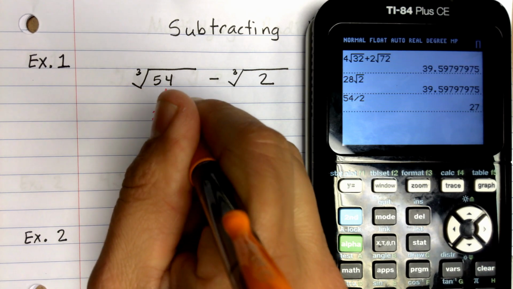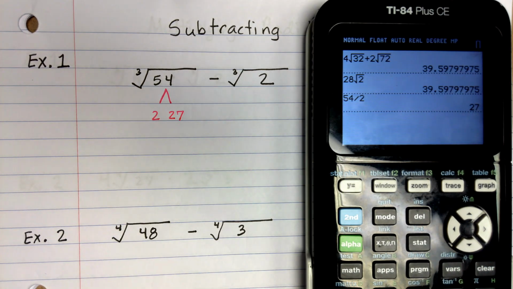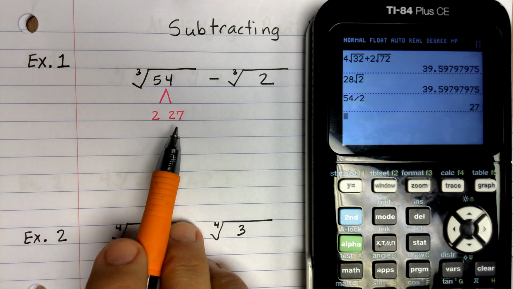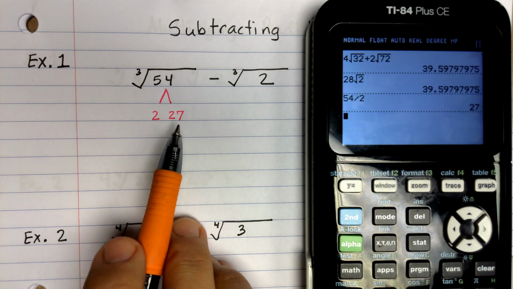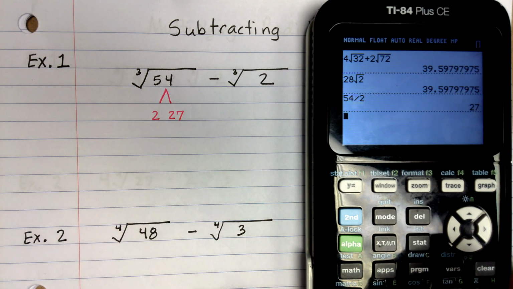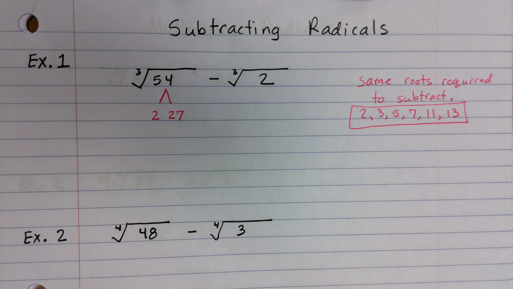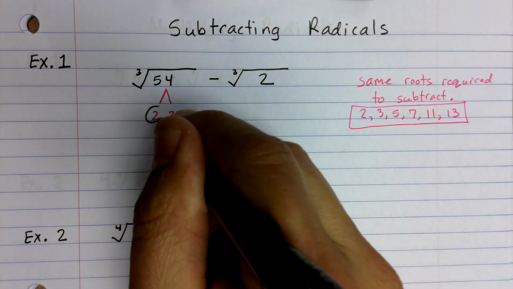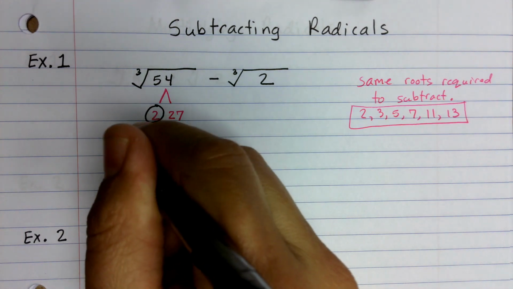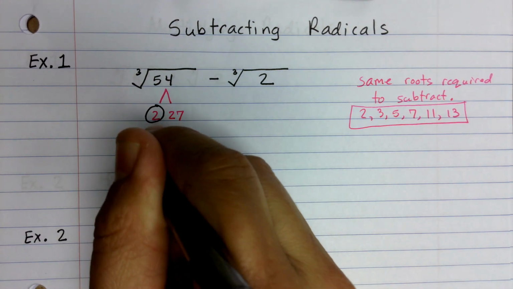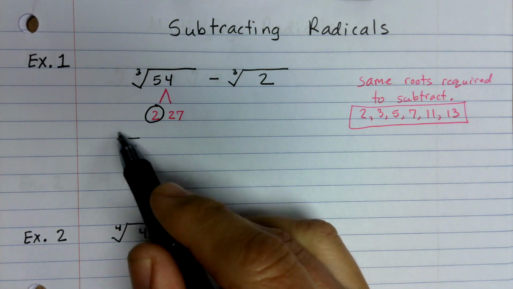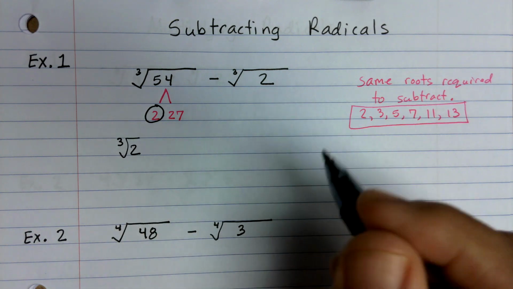So 2 and 27. Now I am going to stop here because I recognize that 27 is what we call a perfect cube. In other words, there is a number that can multiply by itself 3 times to give me 27. So since I recognize that, I'm going to stop. I'm not going to go any further. And I'm going to rewrite this as a cube root of 2. And that's a surd. In other words, it can't be simplified any further.